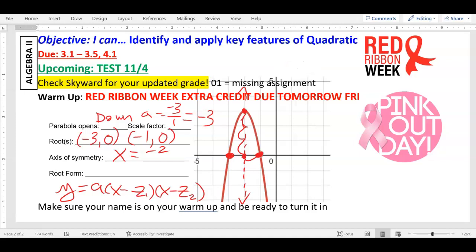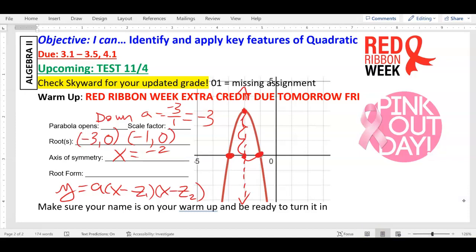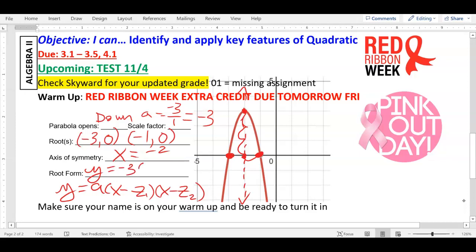Now, what is my A? What's that scale factor we already counted? Negative 3. So y equals negative 3, parentheses. We always put the x, and we can't forget insiders lie. So my root is negative 3. What's it going to be instead of negative 3? Positive, so plus 3. And then my other root, I'm going to again put x, and again, insiders lie, the opposite of negative 1, positive, or plus 1.